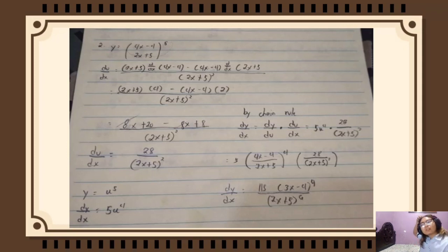So, 2x plus 5 with derivative of x, yung derivative ng 4x minus 4, ayan na, 4x minus 4, derivative of x, 2x plus 5. So ngayon i-derivative natin to. Ngayon bring down natin to. I-derivative natin tong dalawa. Derivative natin yan.